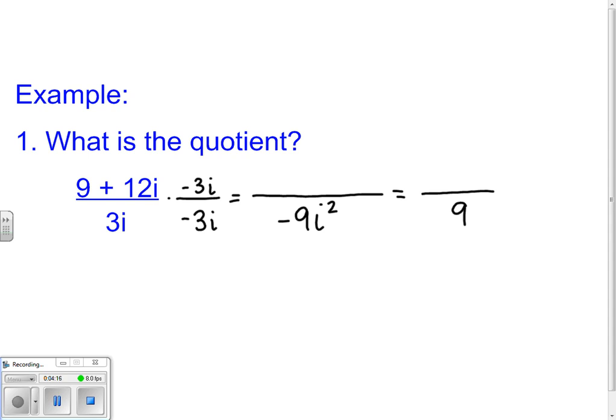On the top, I have to distribute. It's like I'm taking this negative 3i times everybody. Negative 3i times 12i is a negative 36i squared. And negative 3i times 9 is a negative 27i.